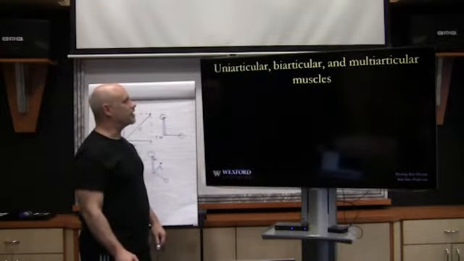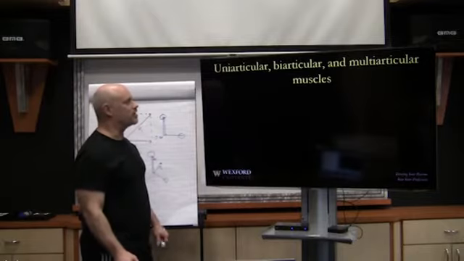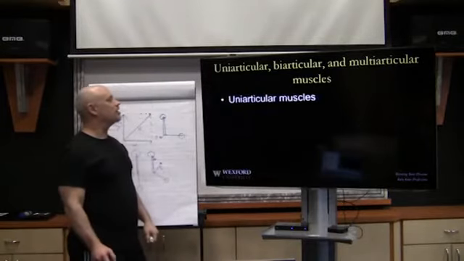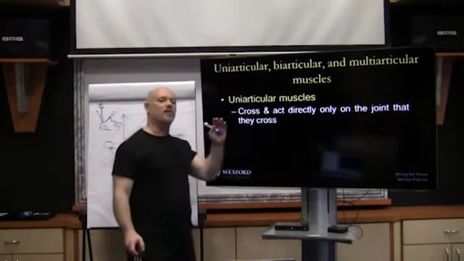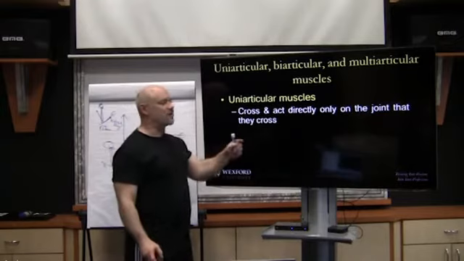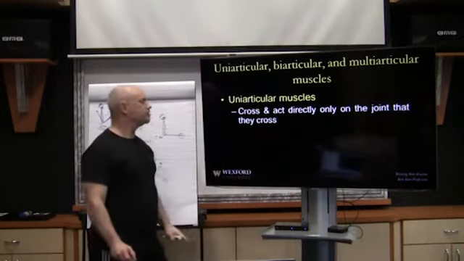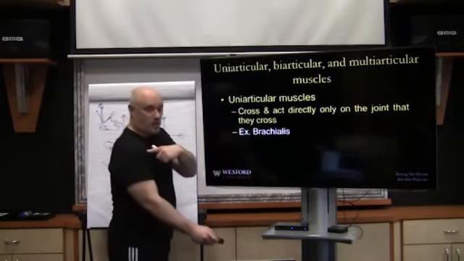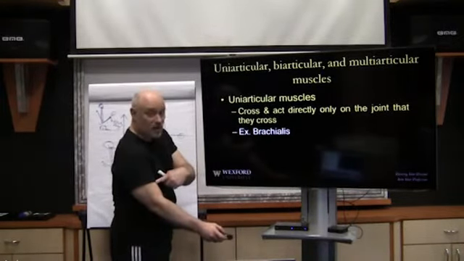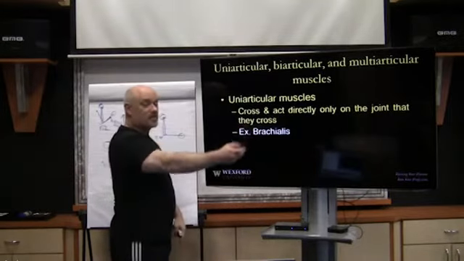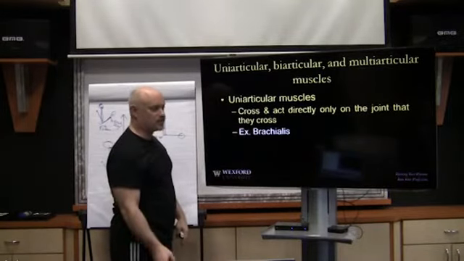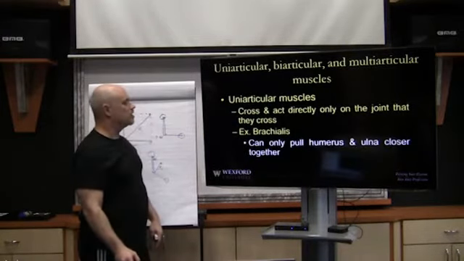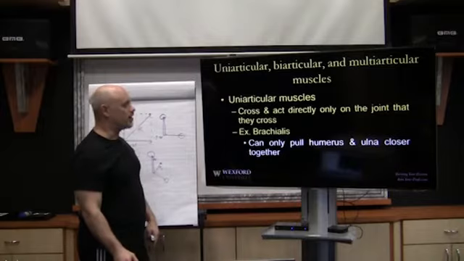Now, let's look at uniarticular, biarticular, and multiarticular muscles. Biarticular and multiarticular are basically one and the same. The uniarticular muscles are those where the muscle crosses and acts directly only at one joint. Example, the brachialis. It attaches to the coracoid process and attaches to the middle of the arm. Its basic primary function is to do shoulder flexion. You can pull the humerus and ulna closer together. That's all it does.